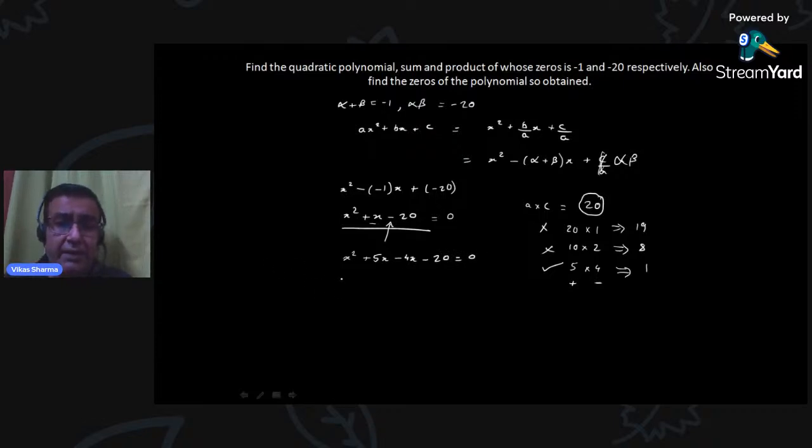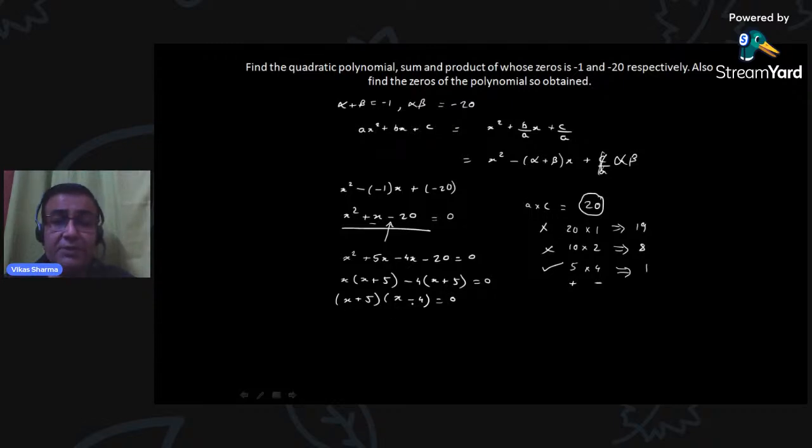So I can take x as common. I'll be left with x plus 5 here, and I can take minus 4 as common here, and again I'll be left with x plus 5, that is equal to 0. Here we can take x plus 5 common in both the terms. The second factor will be x minus 4, that is equal to 0.